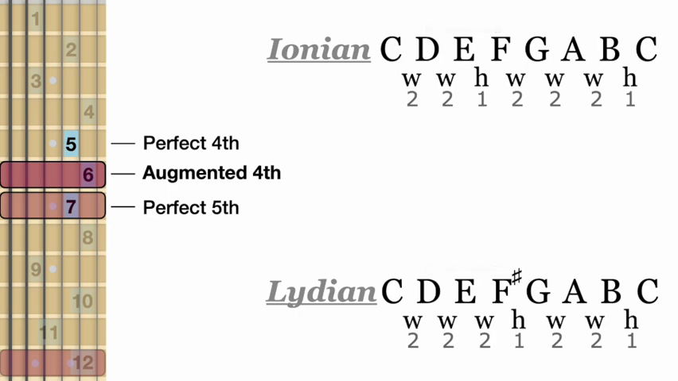But we need to be complete, so we need to evaluate the fifth as well. So when we go from D to A in both Ionian and Lydian, again, that F sharp, does it matter for the fifth?